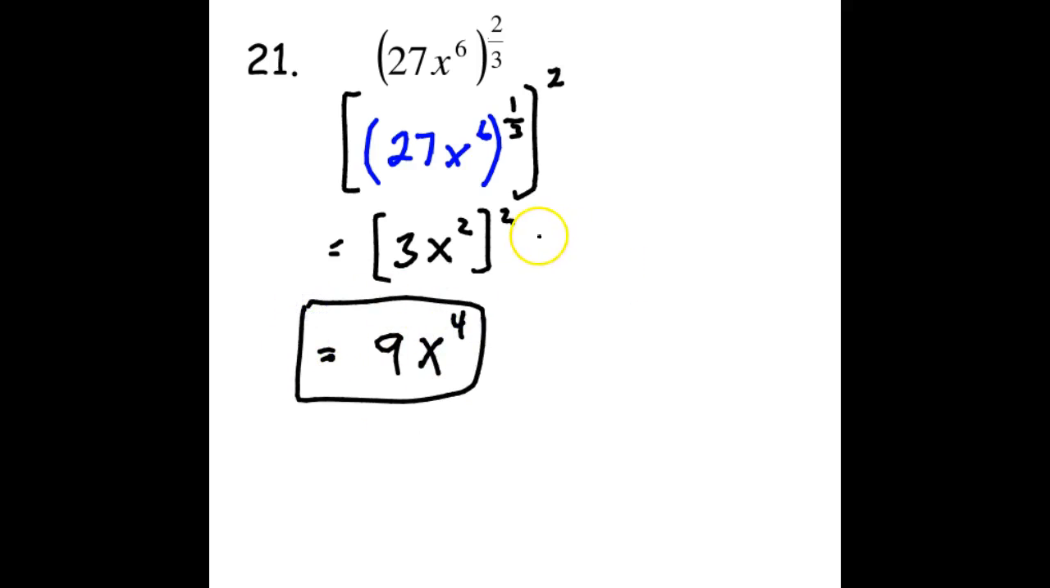And don't forget, we can always just write that out a long way if we have to. 3x squared times 3x squared. 3 times 3 is 9. And then 1, 2, 3, 4 x's. That's why it's x to the 4th, in case you need to check it out.